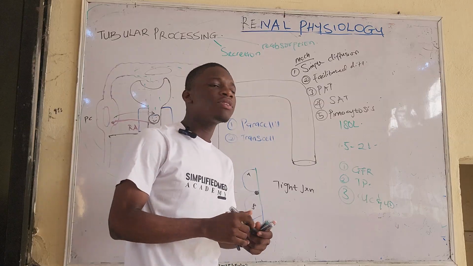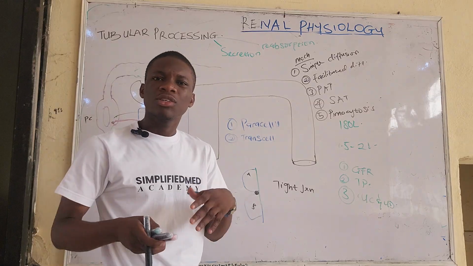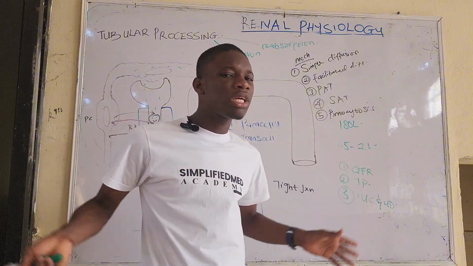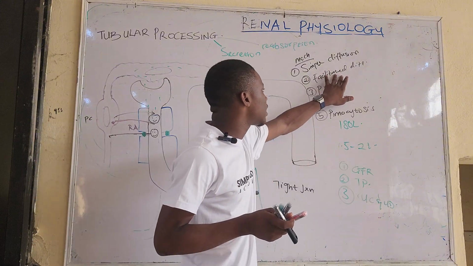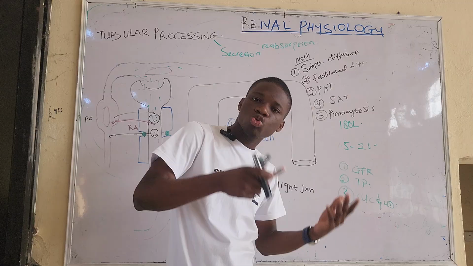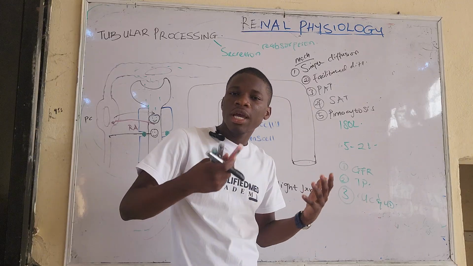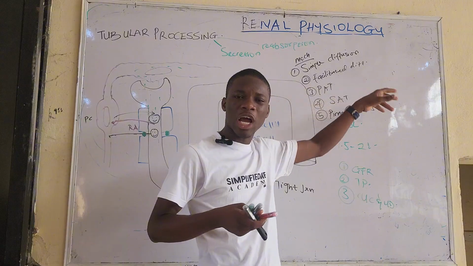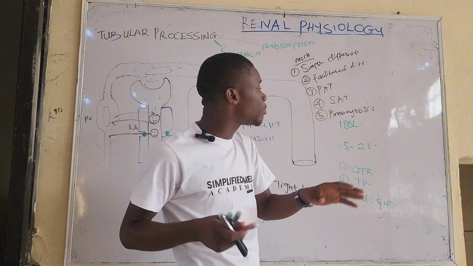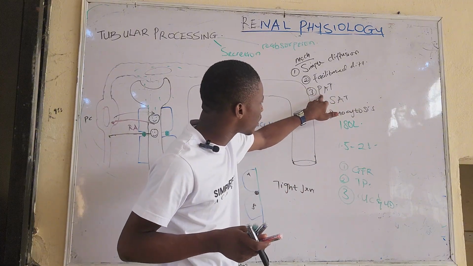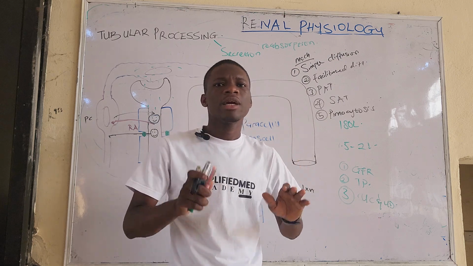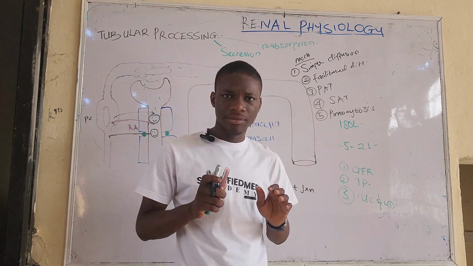Now, what does simple diffusion mean? Basically diffusing from one point to another without the use of any protein or any energy. What is facilitated diffusion? Movement from one point to another, still diffusion, but here you are using a protein, though you are not using ATP. Now, these are my concerns: PAT and SAT. I want us to understand what we mean by PAT and SAT.